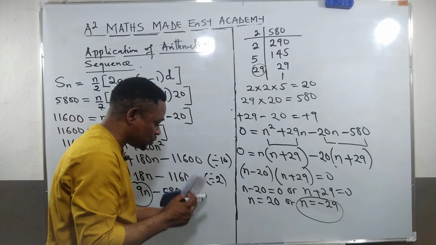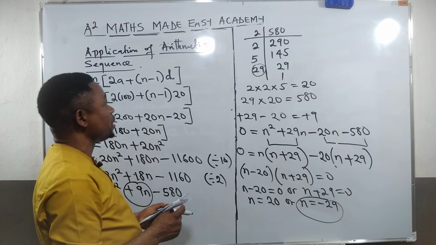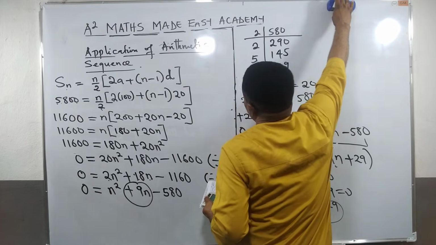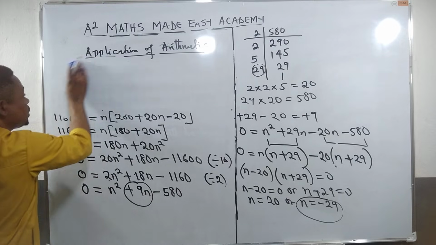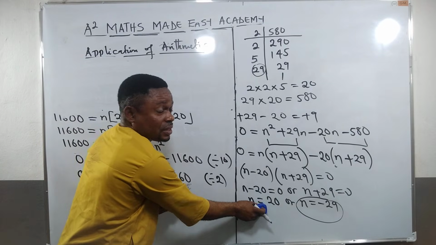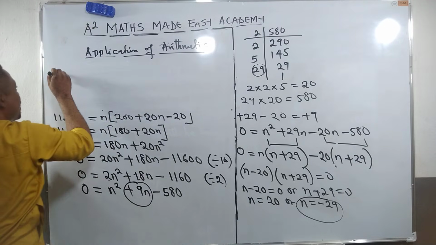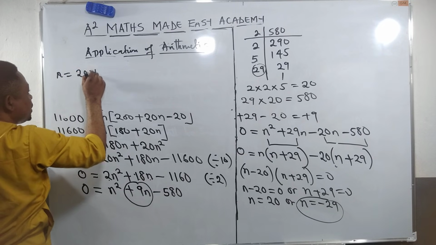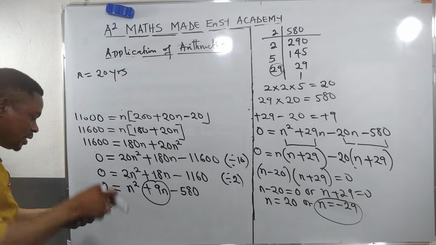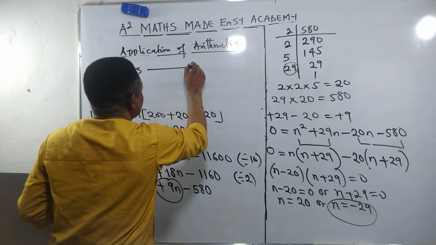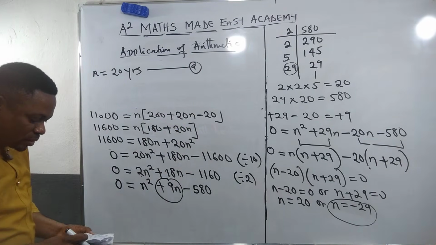So for that man to save such an amount of money, which is 5,800, how many years is it going to take him? 20 years. So which means the value of n is what? 20 years. Am I communicating now? And that is the final answer. Do you have 20 years in the options? Yes. The answer is option what? A. That is number 9. Are you with me now?